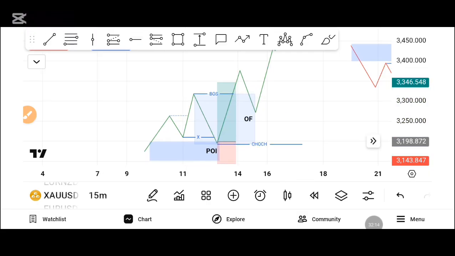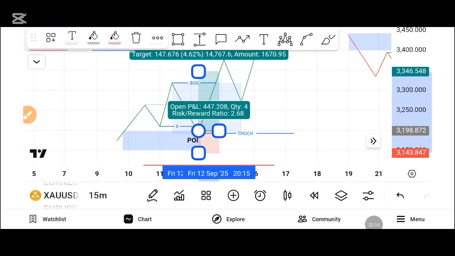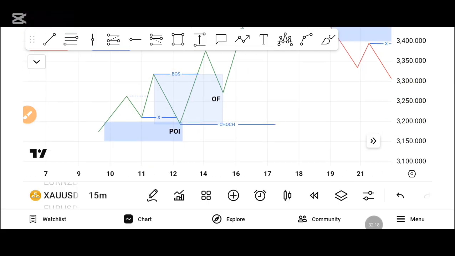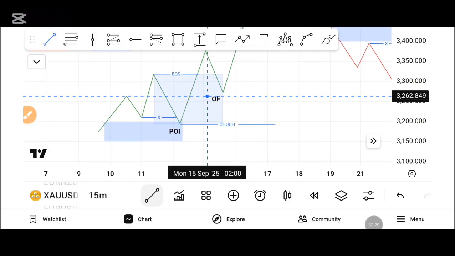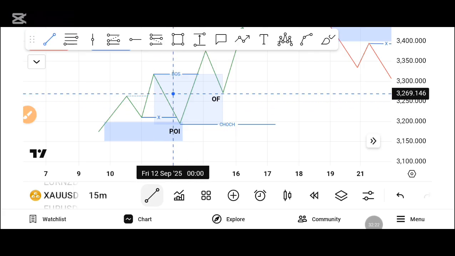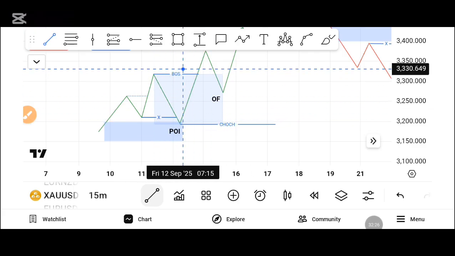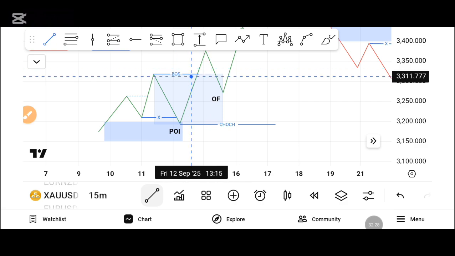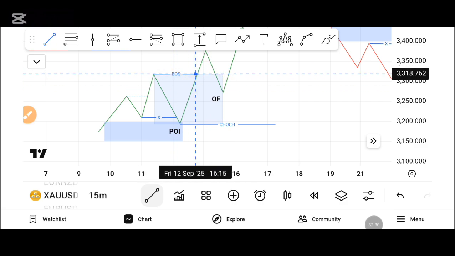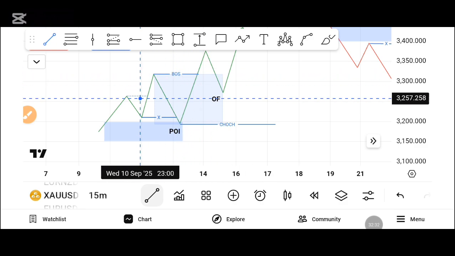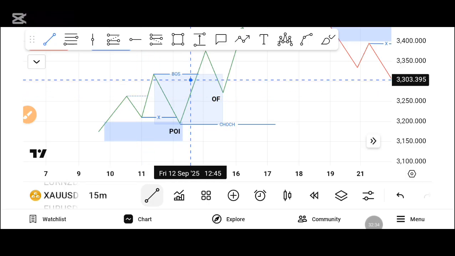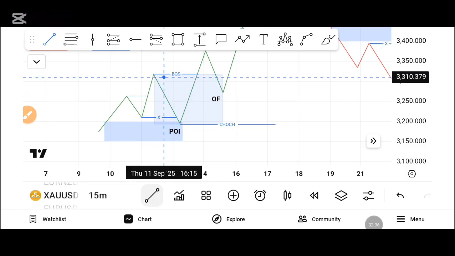So this is more like an advanced pattern. After an inducement is taken, the next high that was broken is our breakout structure. This is the breakout structure. So this particular break here is different from this break.